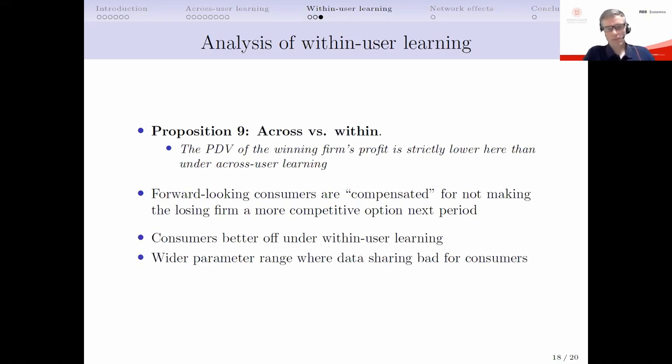And it also means that there's a wider parameter range where data sharing is bad for consumers, because without any data sharing, competition actually works better in this case. So there's less need to offset that, to benefit the losing firm to provide a greater competitive constraint on the winning firm, and therefore, again, a very general result, there's an unambiguously larger parameter range where data sharing is bad for consumers within user learning.